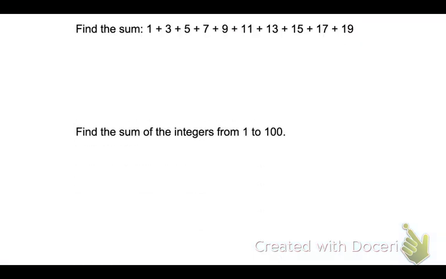Okay, so find the sum of 1, 3, 5, 7, 9, 11, 13, 15, 17, 19. Can I just add them? If you want. Is it arithmetic? Yeah. Going up by 2. It's going up by 2.